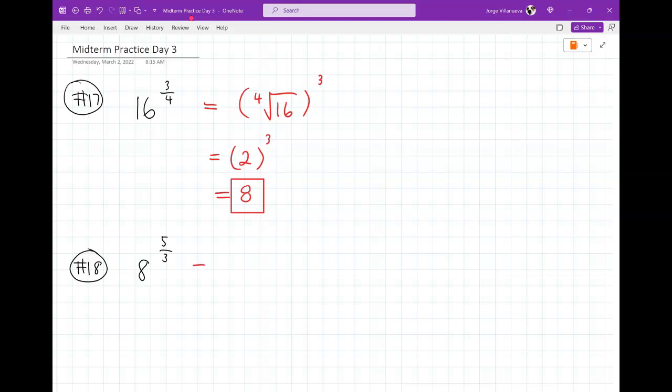So right here, 8 to the 5/3, if I do it by hand, it's the cubed root of 8 to the 5th. Okay, so cubed root of 8 is 2, and 2 to the 5th, that's 32. And again, your calculator can do this for you, so you don't have to worry about doing it by hand. Number 19, though, you're going to have to do by hand. Well, not all of it, but some of it.